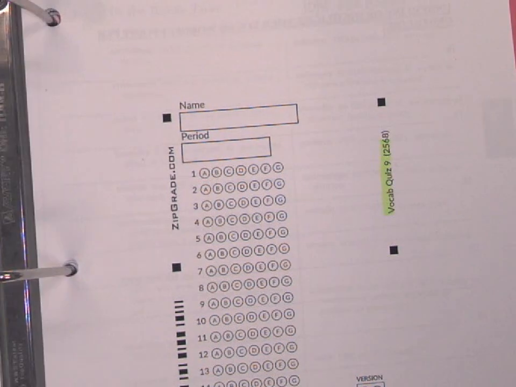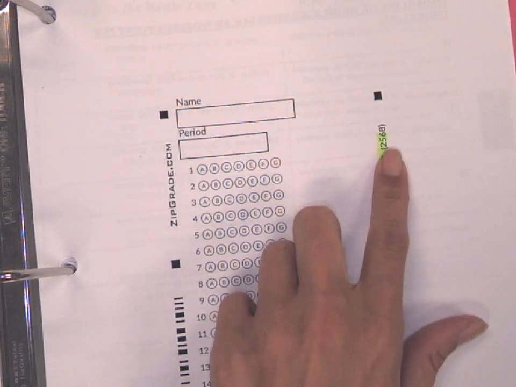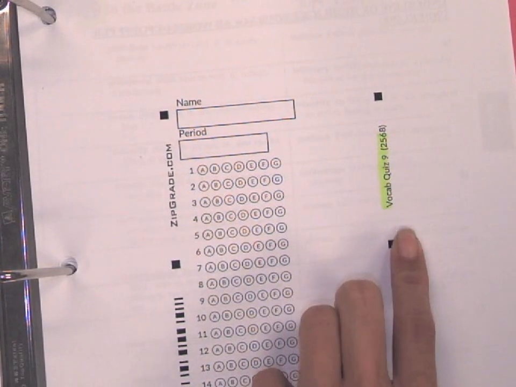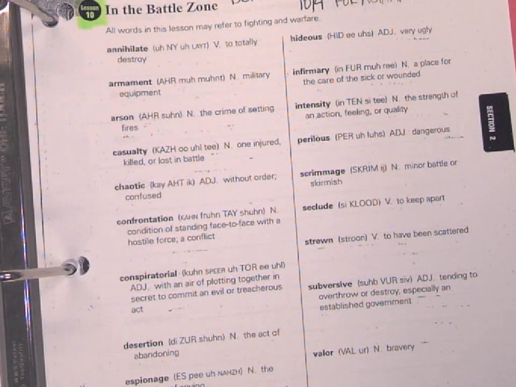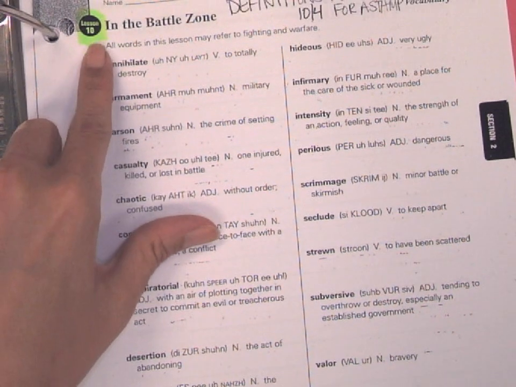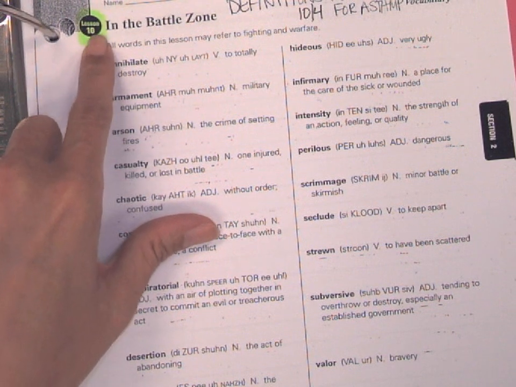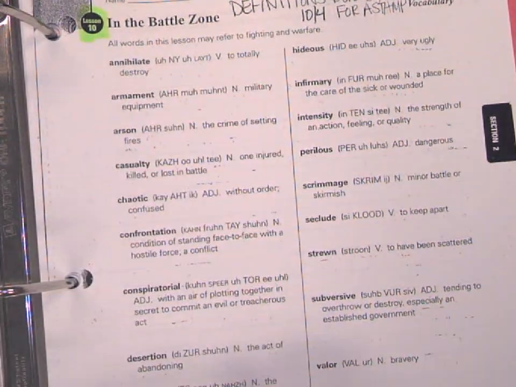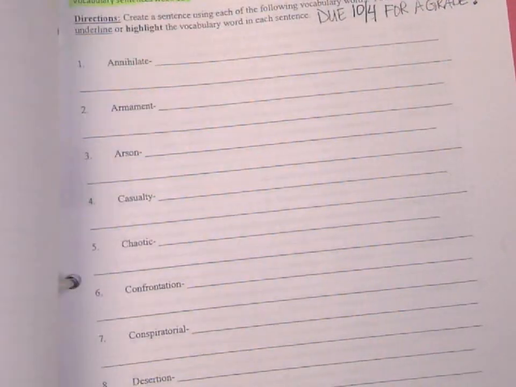Then number 14 is vocab quiz for lesson 9. Again, it's labeled on the side. Next, number 15 is vocab list number 10 in the battle zone. So you can see I've highlighted lesson 10 right here in the battle zone. So that should be your next paper.